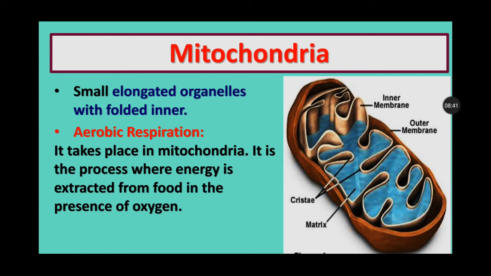So it takes place in the mitochondria, and it is a process where energy is extracted from food in the presence of oxygen. The energy that is extracted from the food is given to other organelles present in the cell. So it helps in cell growth and cell division.